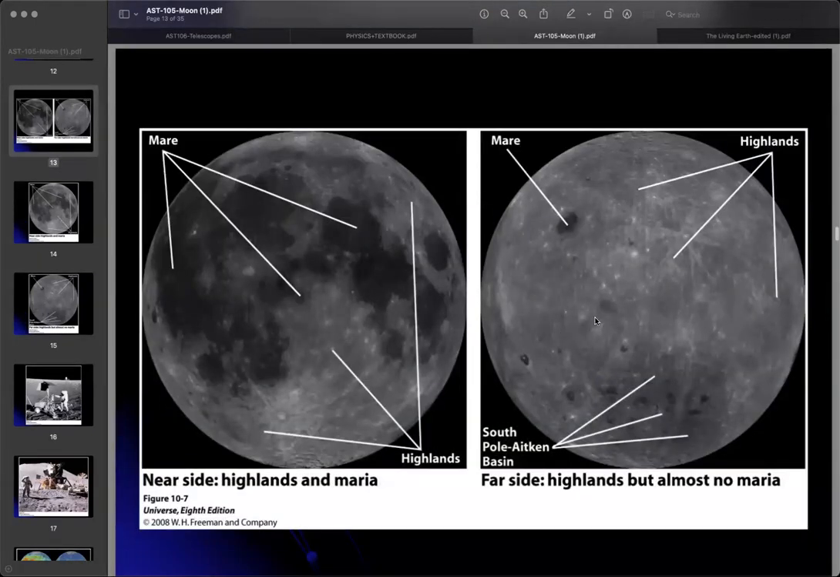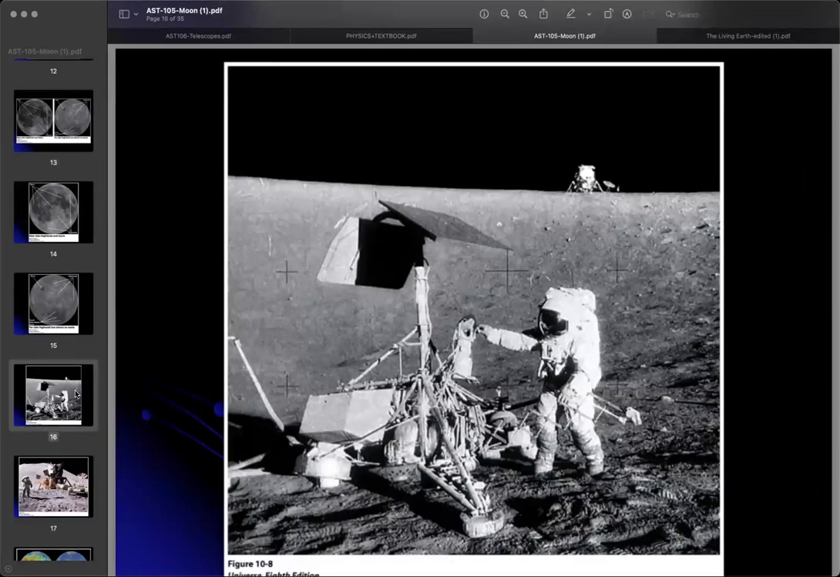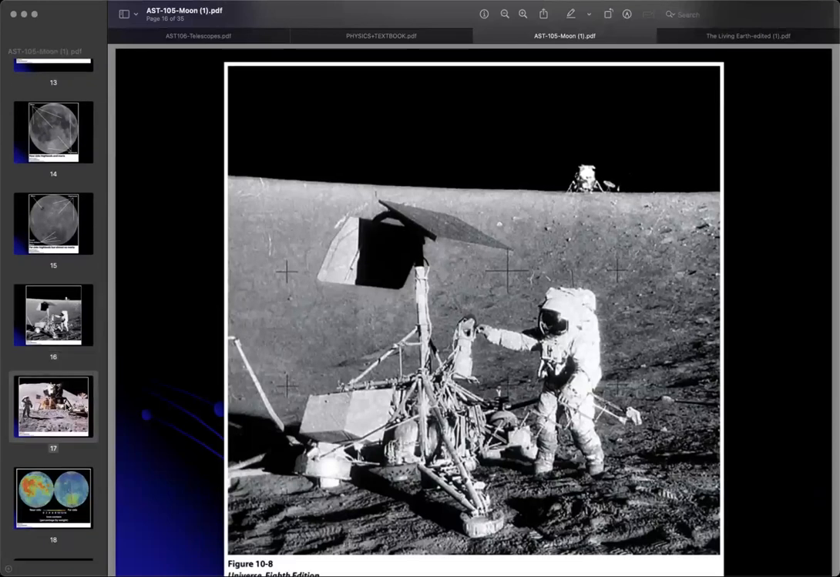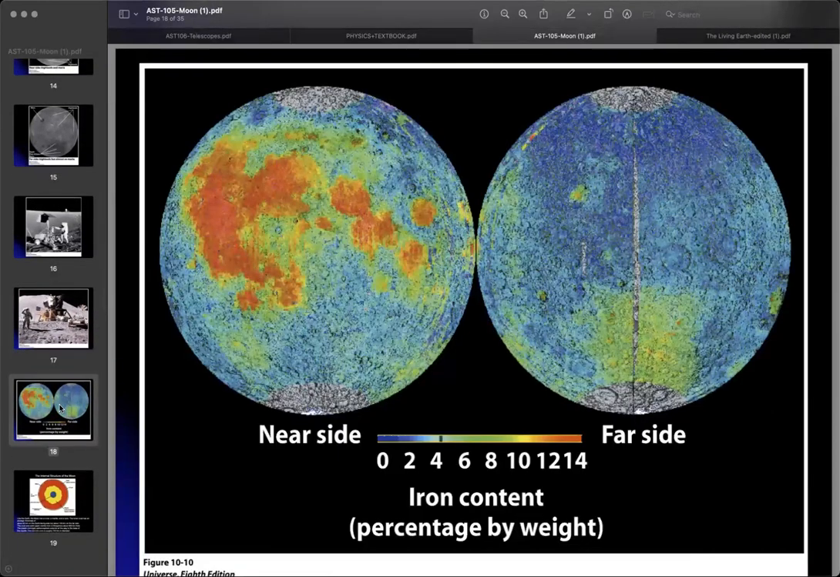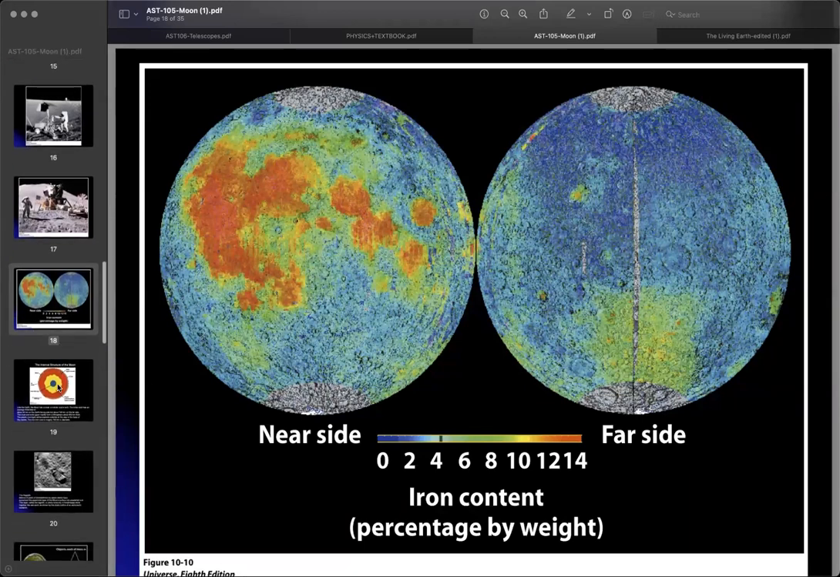This is a comparison between the near side of the moon and the far side of the moon. The near side of the moon has much more mare, and later on we'll see much higher iron content, whereas the far side of the moon has much less mare. Here are some pictures from the missions to the moon. Here is another picture of the near side and far side, and the red color shows the iron content. You can see the near side has so much more iron content.